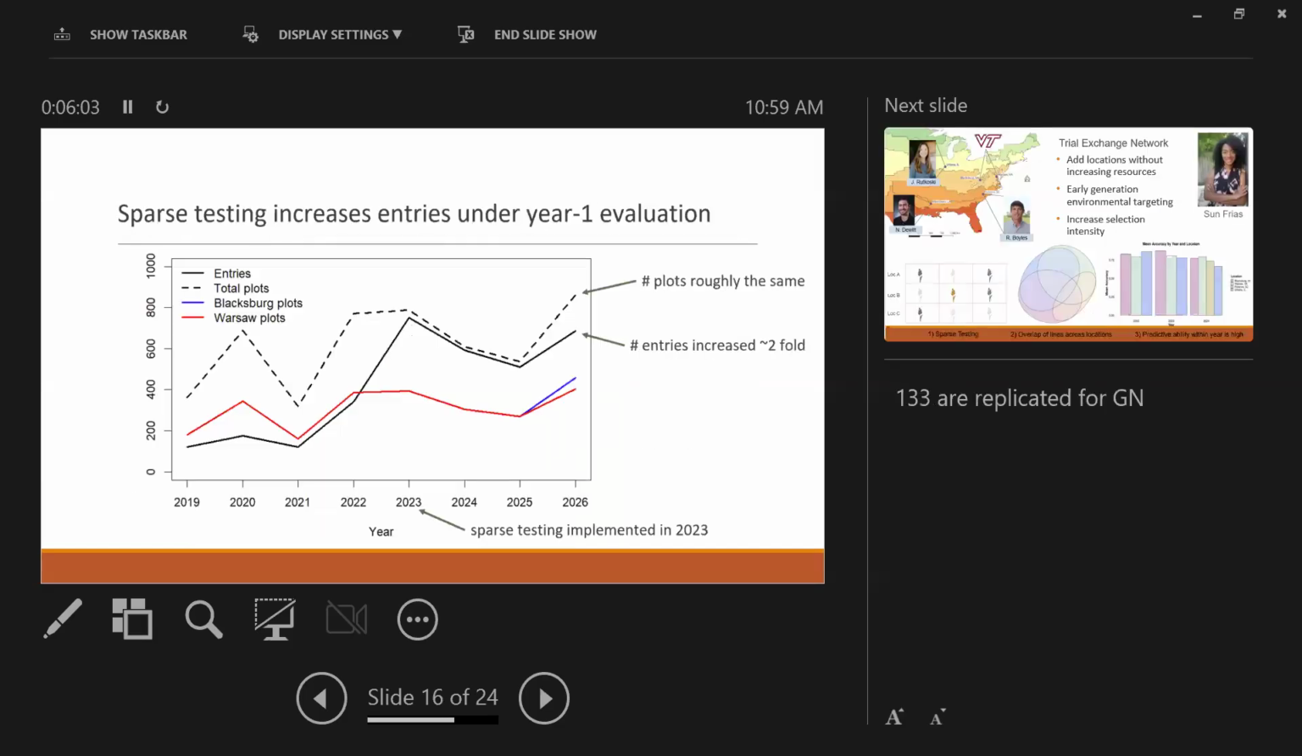We began using sparse testing in the barley program at Virginia Tech in 2023. Prior to that, the number of entries was about half of the total plots we had, whereas starting in 2023, the number of entries has essentially doubled, closer to our number of plots.